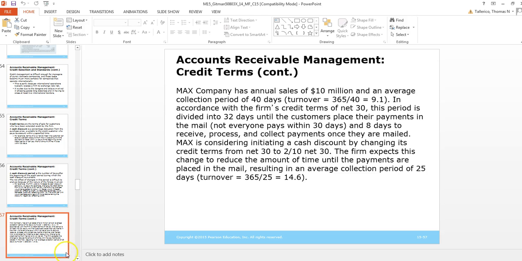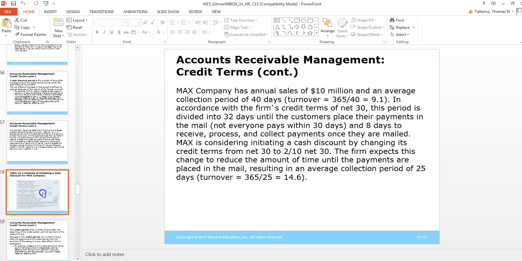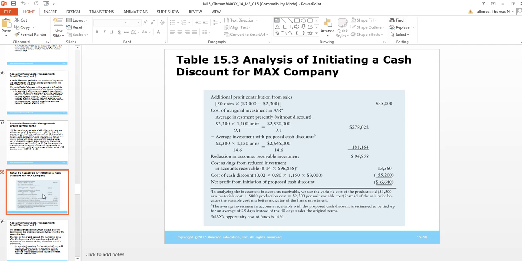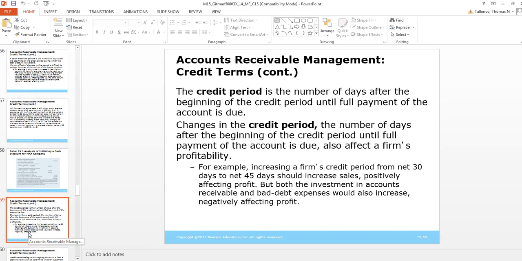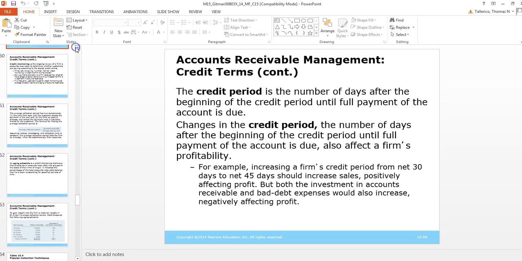All right, so I would go over these. These are important to understand, and they show you how the relaxation standards work. And here again, here's an analysis of a cash discount. All right, so that's a very important concept, so I would definitely go over that again.